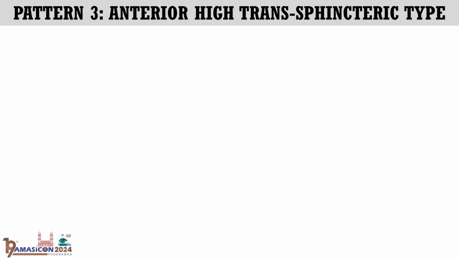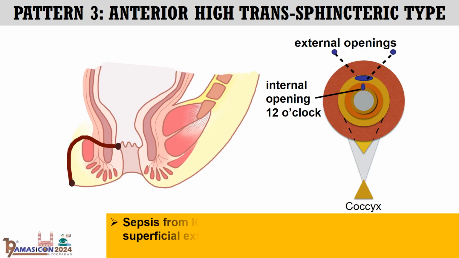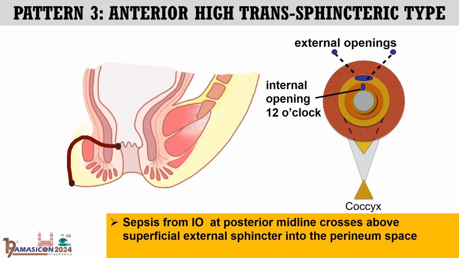Anterior high transsphincteric: the fistula tract starts between 11 to 1 o'clock and crosses above the level of the superficial external sphincter, or in between the levator and the superficial external sphincter, and usually lies between 11 o'clock and 1 o'clock.